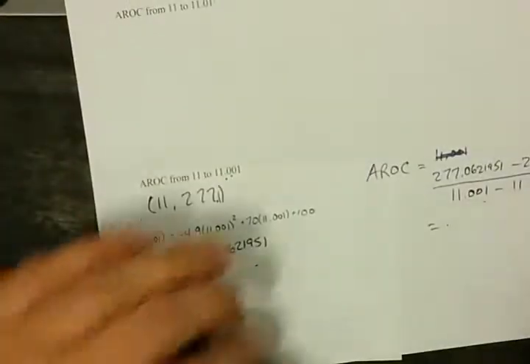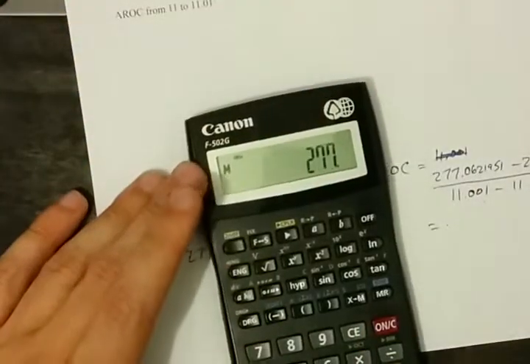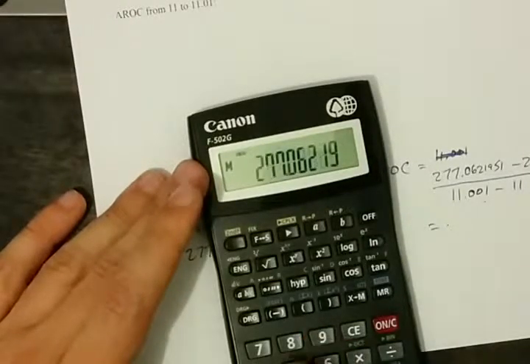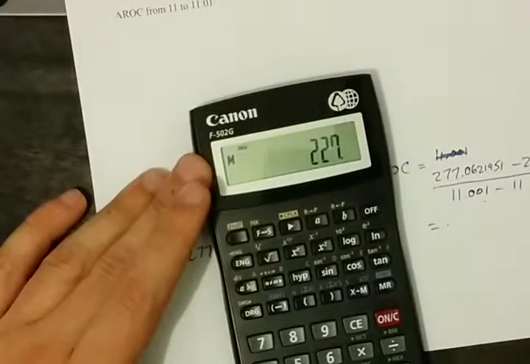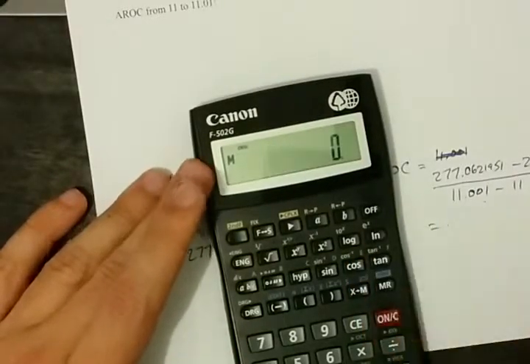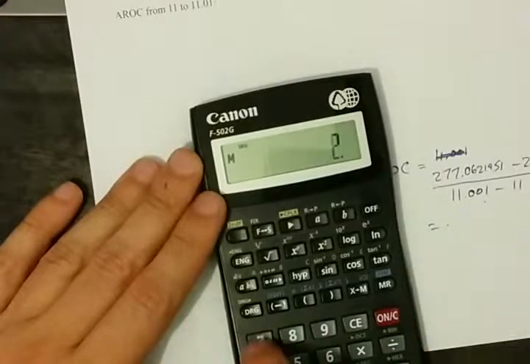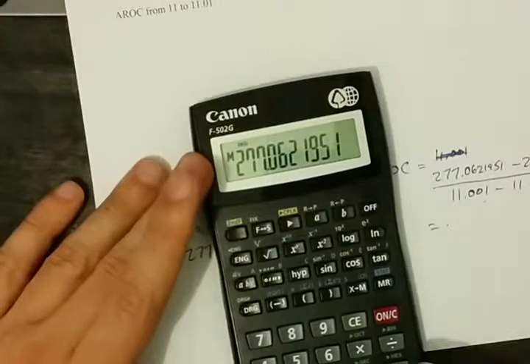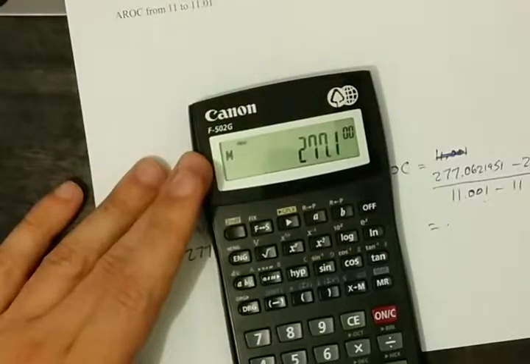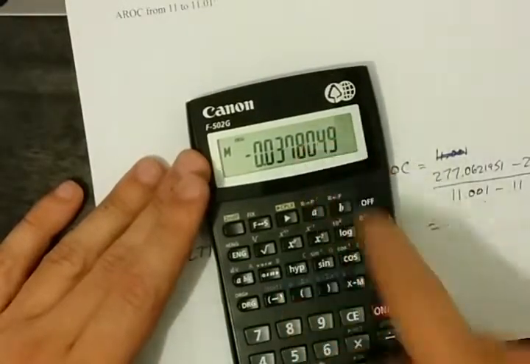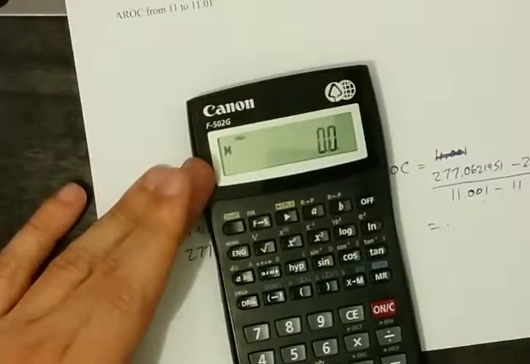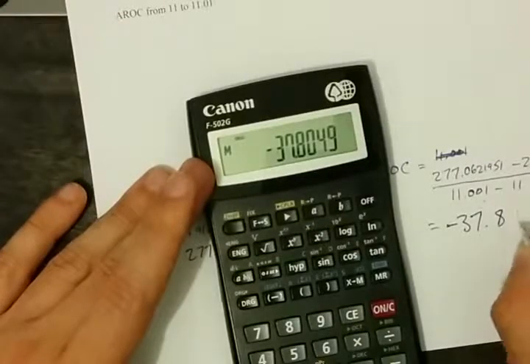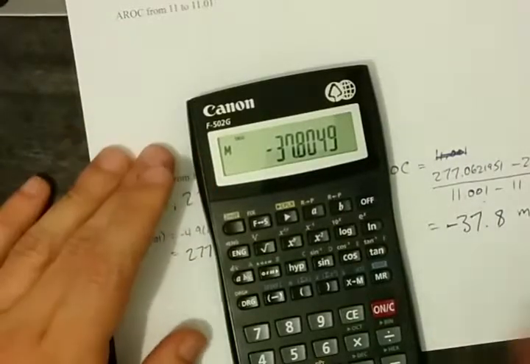But let me just do this calculation to finish this off. It's the most embarrassing thing that's ever happened. 277.0621951 minus 277.1. Can I not even type anymore? 277.0621951 minus 277.1. Good. Negative, because it's falling. Divide by 0.001. Good. Negative 37.8 meters per second. Good.